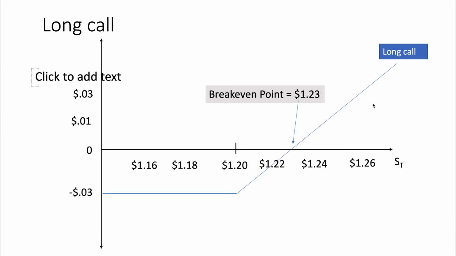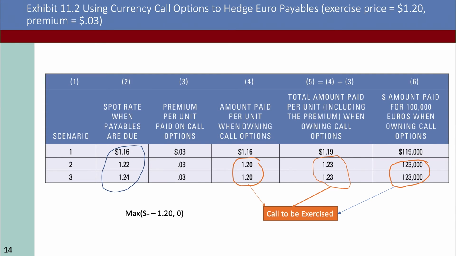Ideally, you should have software do this for you, but this is how you do that. Okay. Now here they also showed you three possibilities. They are assuming there are only 3 scenarios. On that day, the spot rate is going to be 1.16. The second scenario is 1.22. The third scenario is 1.24.